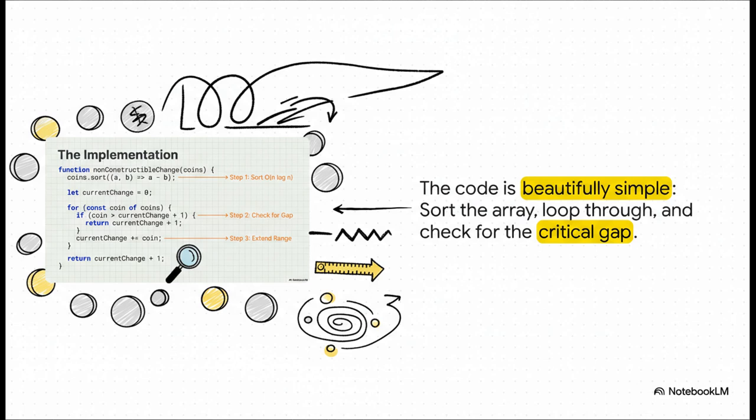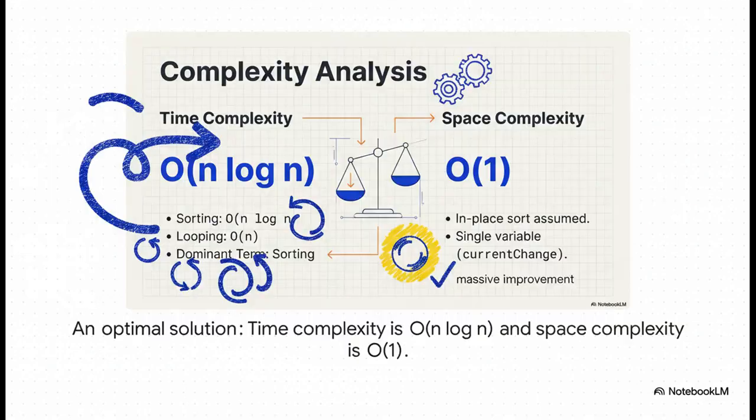And the best part might be just how clean and simple the code is for this. It really comes down to 3 steps. 1, you sort the coins. 2, you loop through them, making that one critical check for a gap. And 3, if there's no gap, you just extend your range. That's it. It's beautifully simple. So what's the payoff for this elegant approach? Well, it's a super efficient solution. The time complexity is O(n log n), and that's almost entirely because of that initial sort. And get this, the space complexity is O(1), constant space, because we only need that one little variable to track our change. That is a massive improvement over the first idea.